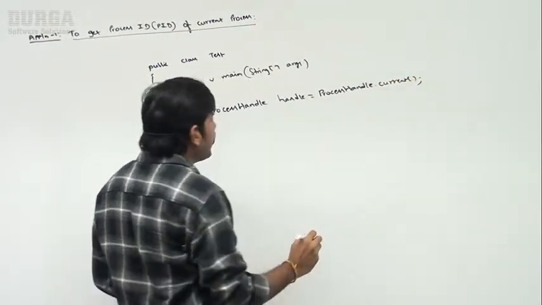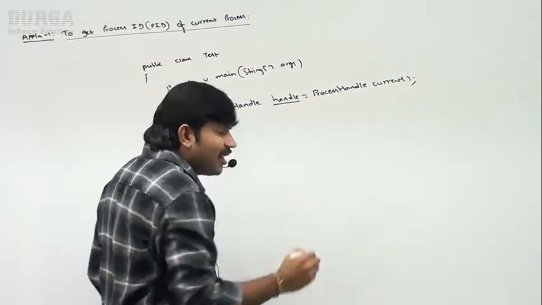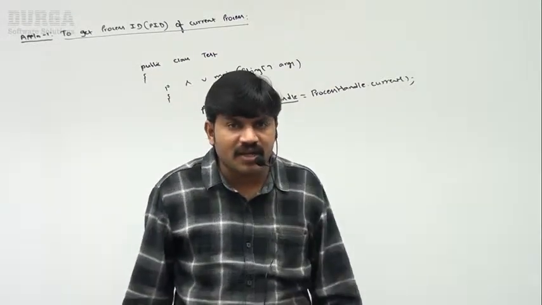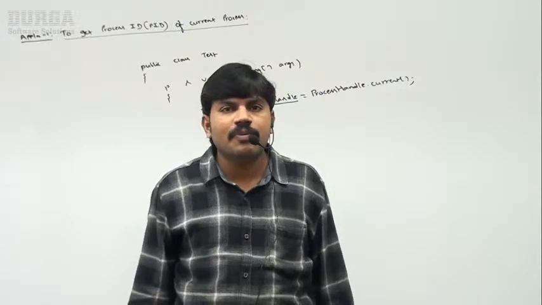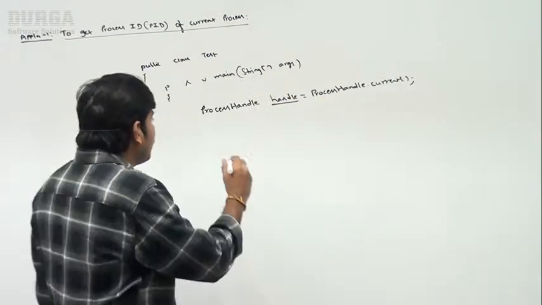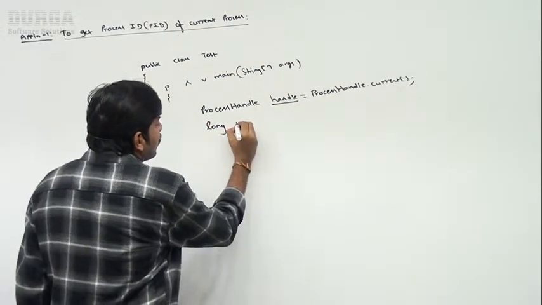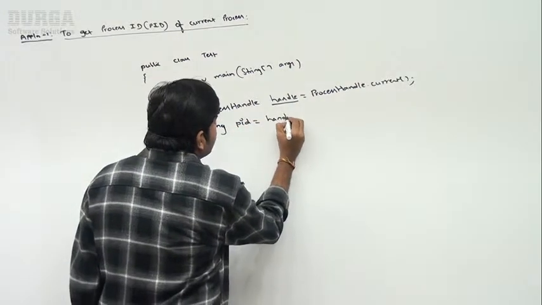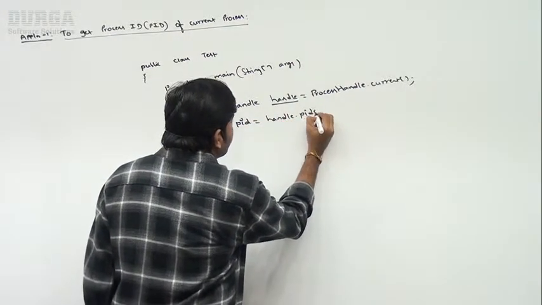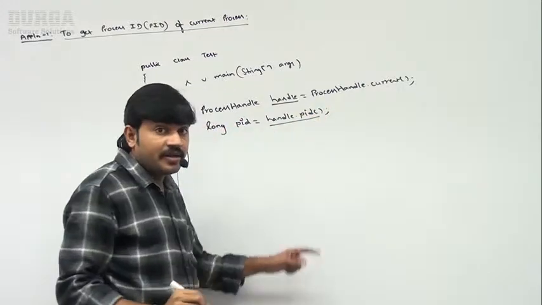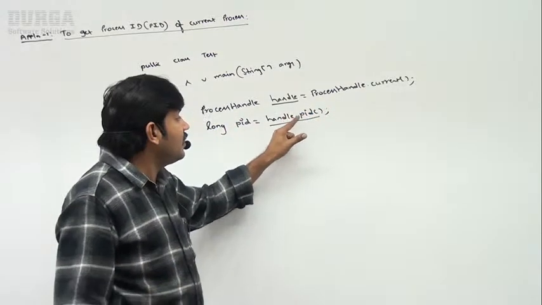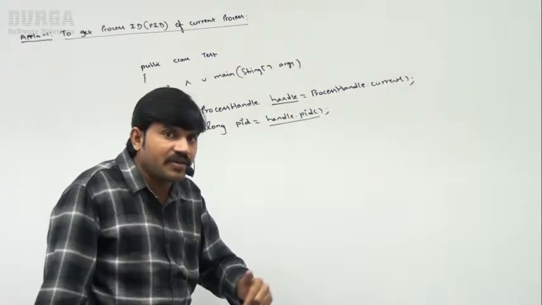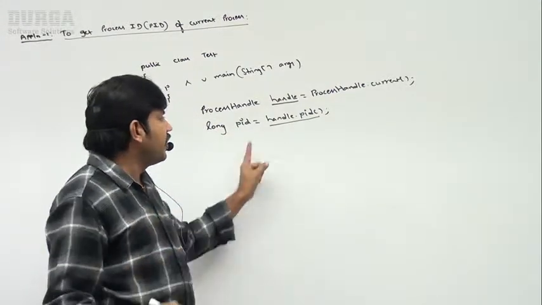Sir, now I got the process handle of the current running process. Once you got the handle, you can immediately ask, hey handle, what is the PID? You can ask directly, right? Long PID is equal to handle dot PID. PID is the method. What is the method I'm calling? Handle dot PID. Automatically, by default, you are going to get the PID of the current running JVM process.